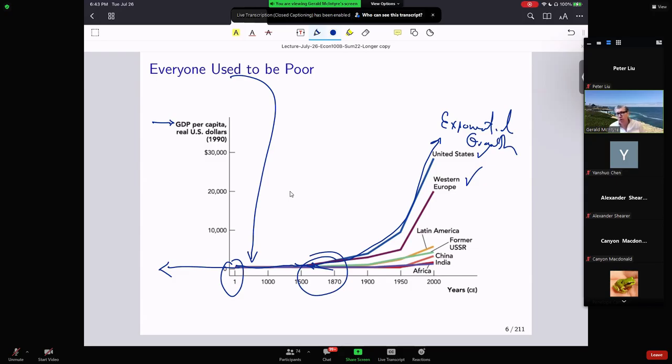And then in Western Europe, in the United States, and the so-called offshoots, they pulled away. They rapidly grew. And now other regions and other countries in the world are starting to grow as well, starting to get out of grinding poverty. That's, in some sense, a miracle. Another way of saying this is, back when we were really poor, we were also more equal.